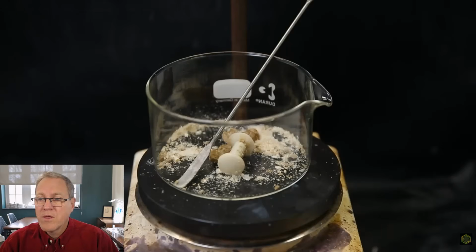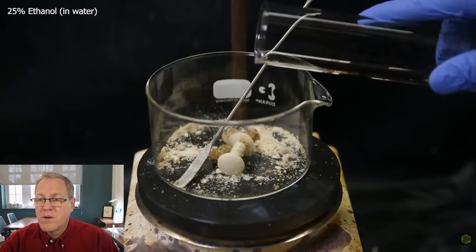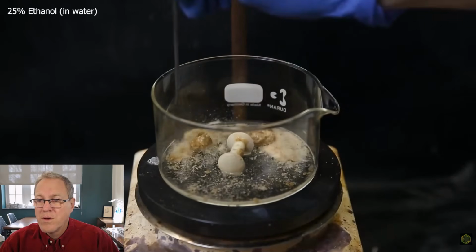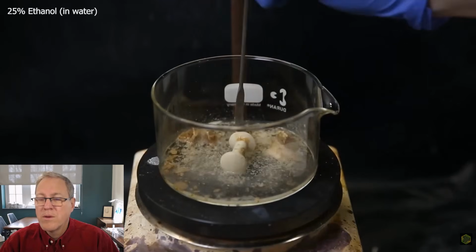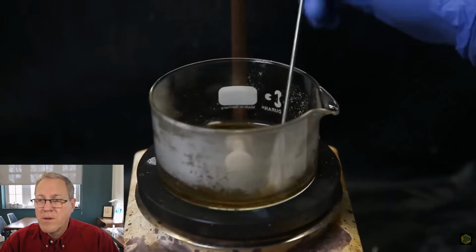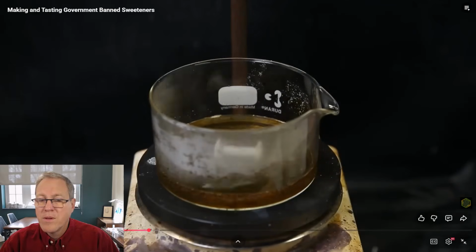So to purify it, I will have to recrystallize it. So to the dish, I add some 25% ethanol and heat it to a boil. I keep adding more 25% ethanol until everything has completely dissolved.